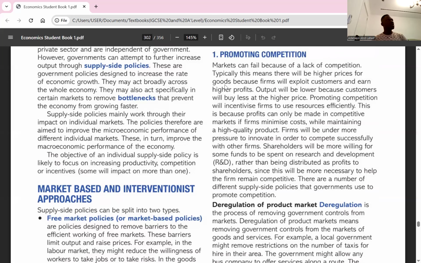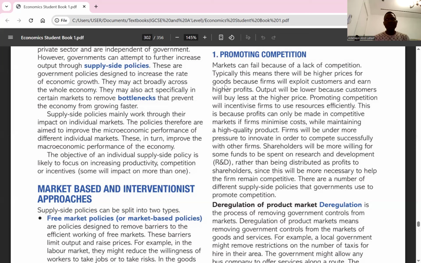When we talk about competition, competition is the rivalry that exists between firms that are trying to sell to the same customers in the same market. That is what competition is. Competition will incentivize firms to use resources efficiently, as firms that don't operate in an efficient way are likely to lose out in the free market. In the market, government will try to increase competition as it will reduce customers' exploitation and improve the quality of goods and services sold in the market.